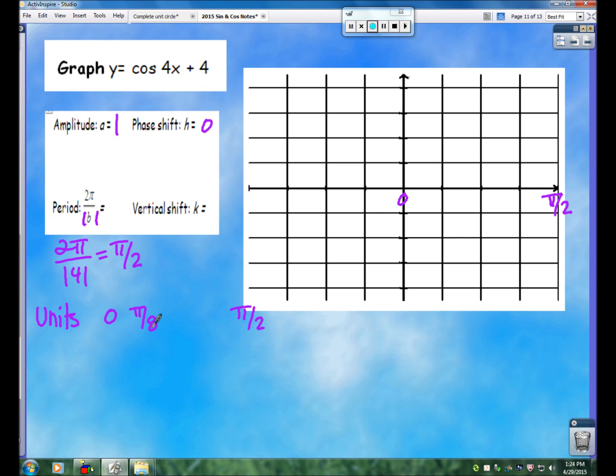2/4 of pi over 2 is pi over 4. And 3/4 of pi over 2 is 3 pi over 8. So that's our scale. All right, so let's include that on our graph. And yes, you have to write it every single time, because if you don't have the scale, the graph's not worth anything.